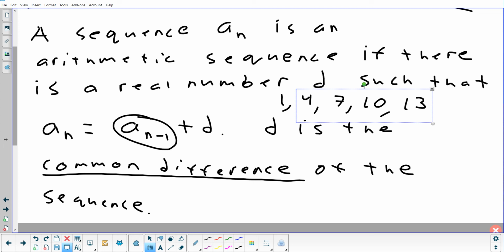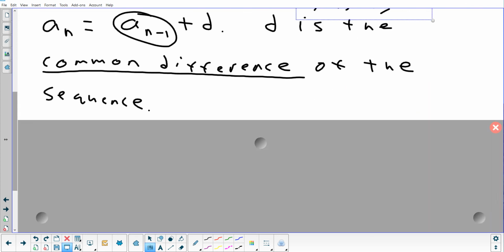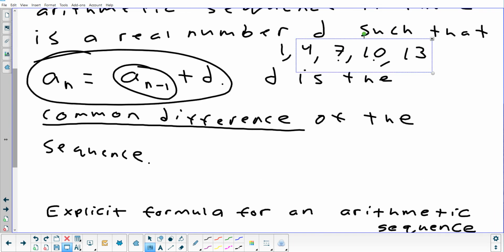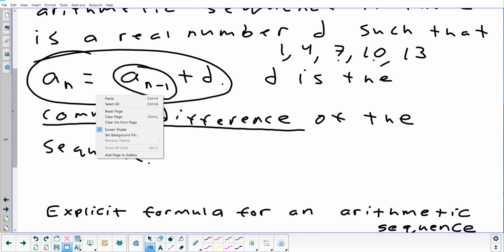So D is the number that you can get by subtracting a term from the one that comes before it. If you have a sequence and you do that and it comes out different, like sometimes it comes out to 5, then maybe it comes out to 7, well then it's not arithmetic. It has to be consistent each time. And this is great. This is very easy to understand. Take the term before it and then add whatever the common difference is, but it's not very practical.